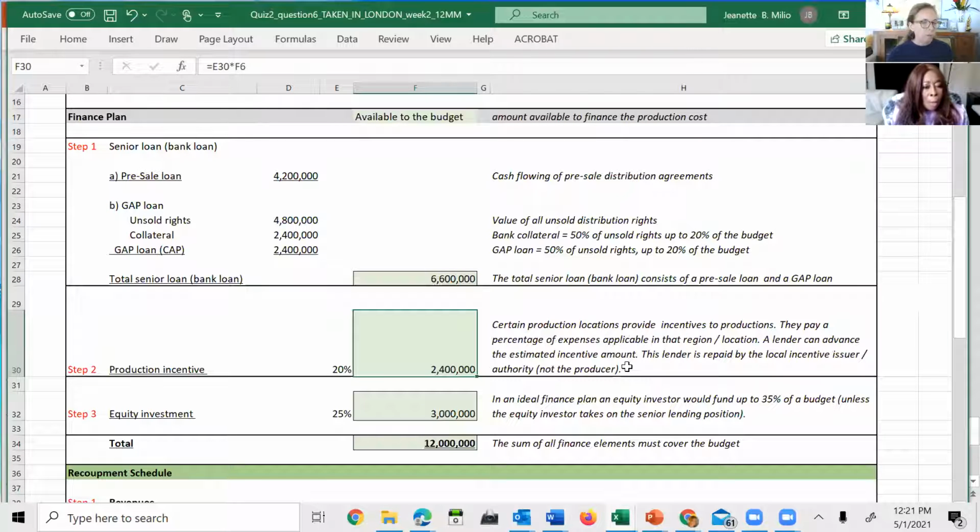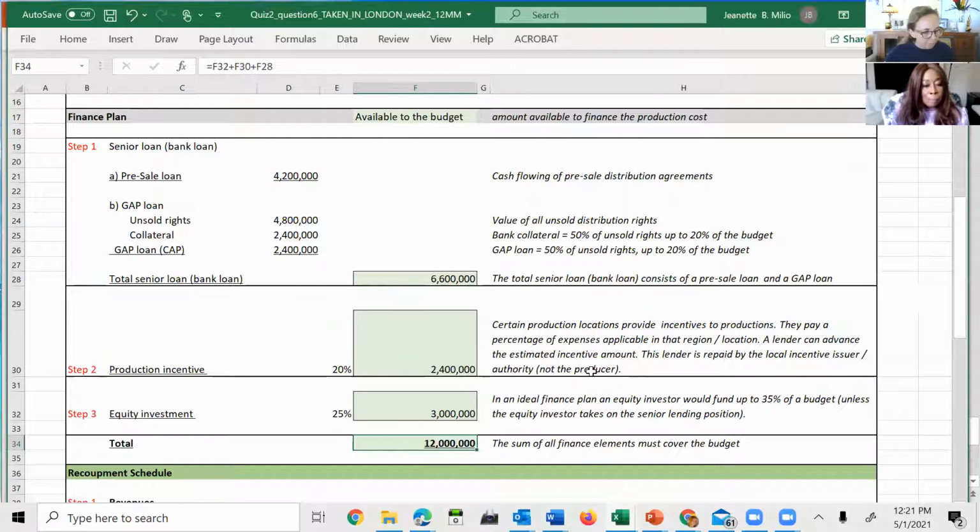Right? Because I'm adding my bank loan and I'm adding my incentive, and then I get to a subtotal of, let's see. Yeah, the 25% of the production. So let me see what this plus this is. Should be 9 million. So if I add those two together, what I have is a bank loan of 6.6, and I have my production incentive of 2.4. I have 9 million. I need 12. So that's why I'm getting the rest from the equity investor. And now I have my $12 million budget financed.